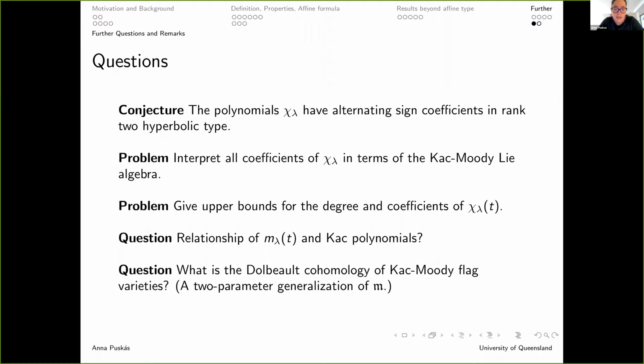And also, as a further generalization of both M and the story in the affine case, can one compute the Dolbeault cohomology of the Kac-Moody flag variety? If one could, then that would give a two-parameter generalization of the correction factor M. So it's again a yet harder question than the one I've been asking here. Thank you. That is all I wanted to say.